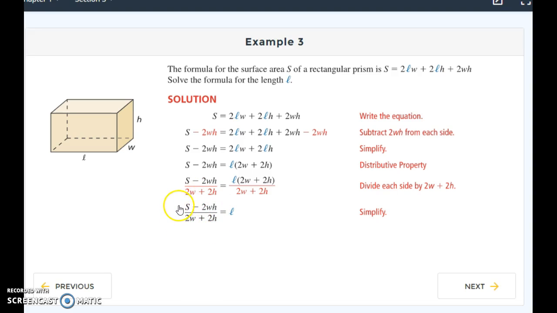And when I'm looking at this left side, I don't see any other simplification that can happen between all of my terms. So I know that that's going to be my final answer: L equals S minus 2WH divided by 2W plus 2H.